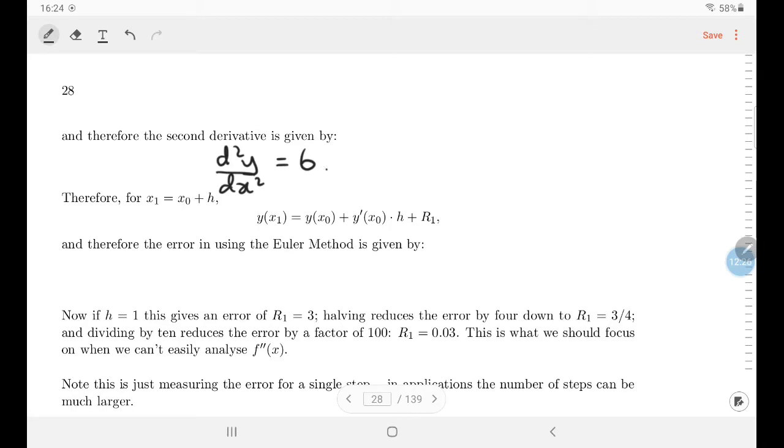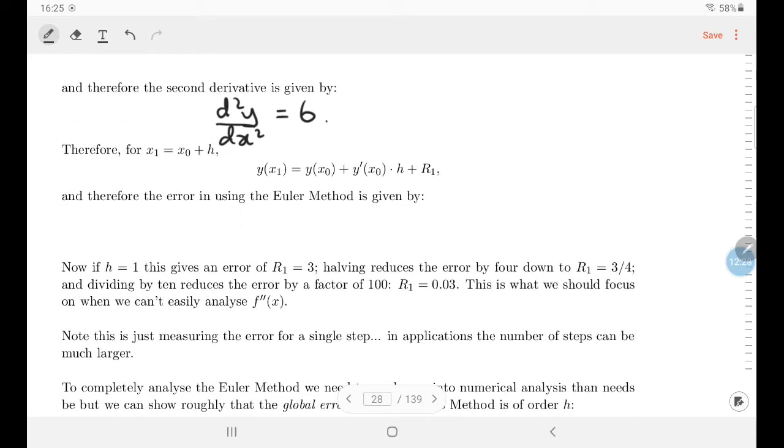Okay. So the error in using Euler's method here is the second derivative evaluated at some point, divided by 2 factorial, times h squared. But here the second derivative is 6 everywhere, so it's going to be 3h squared, no matter what the value of h is. So if h is equal to 1, this gives an error of 3. Halving this, it'll be 3 times a half squared, it'll be 3/4. So that's what we were saying.